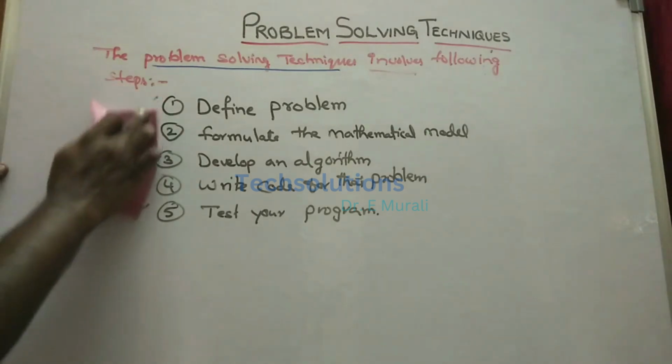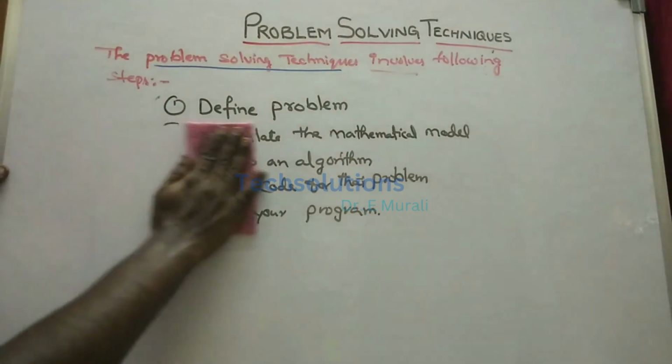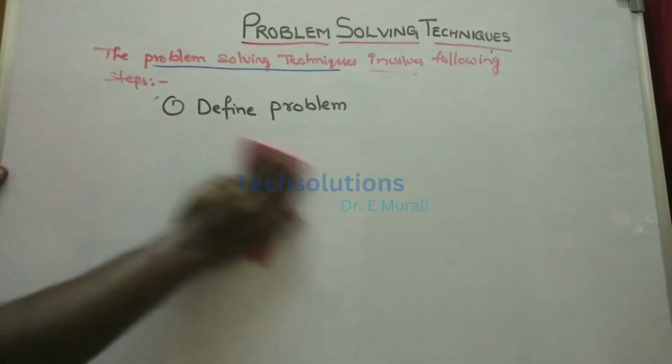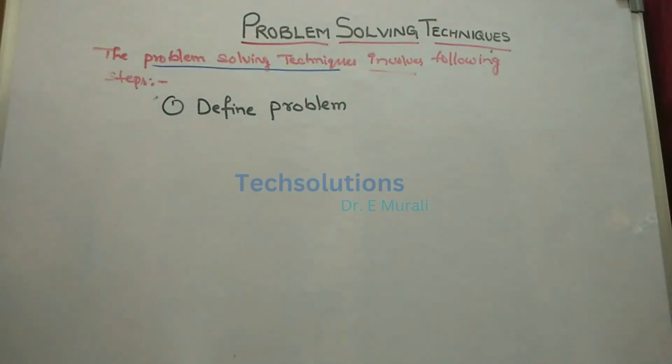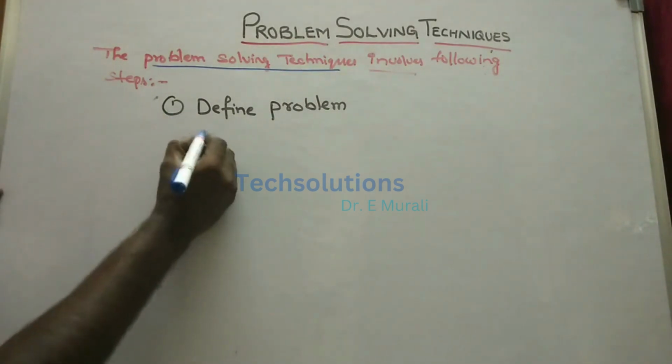I will take one example. For that example, I have to explain all the 5 steps. What is the first one? Define the problem.